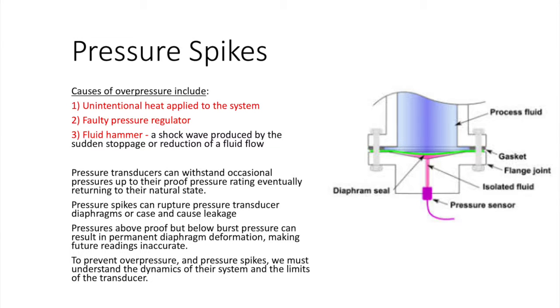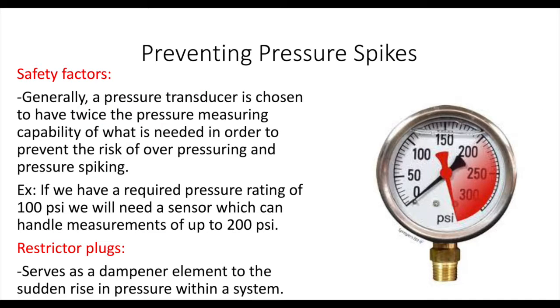To prevent overpressure and pressure spikes, we must understand the dynamics of the system and the limits of the transducer. Furthermore, we can prevent pressure spikes with safety factors. Generally, a pressure transducer is chosen to have twice the pressure measuring capability of what is needed in order to prevent the risk of overpressuring and pressure spiking. For example, if we have a required pressure rating of 100 psi for measurement, we'll need a pressure transducer, in this case, which can handle measurements of up to 200 psi. Another way is to have restrictor plugs, which serve as dampening elements to a sudden rise in pressure within a system.